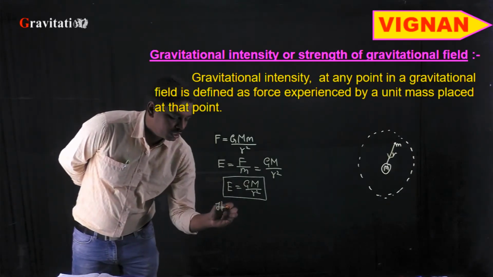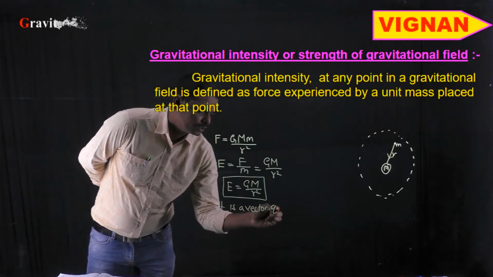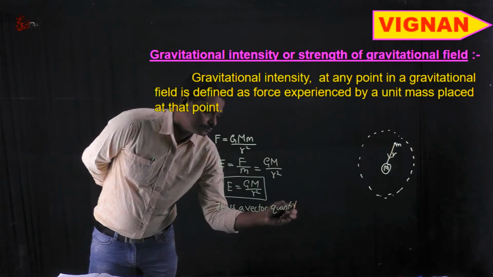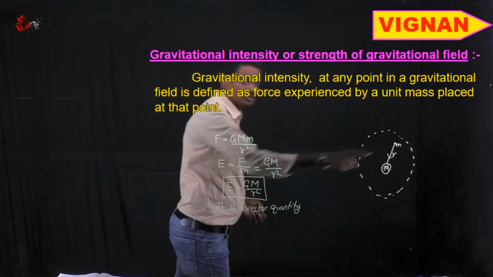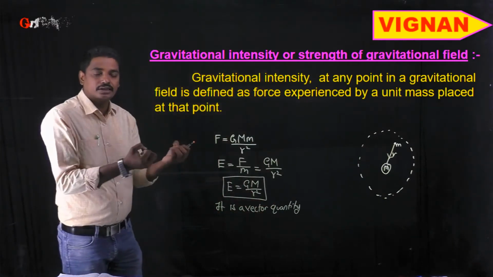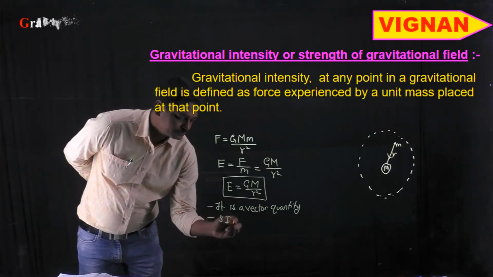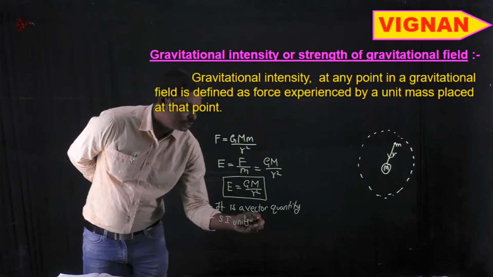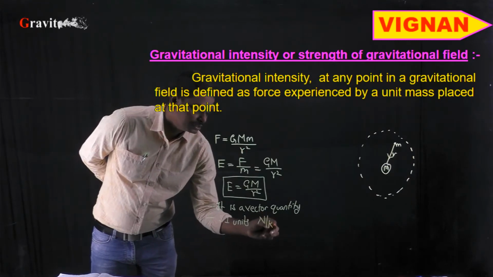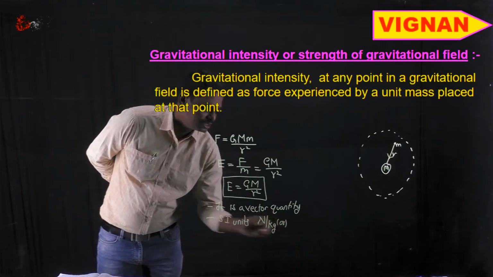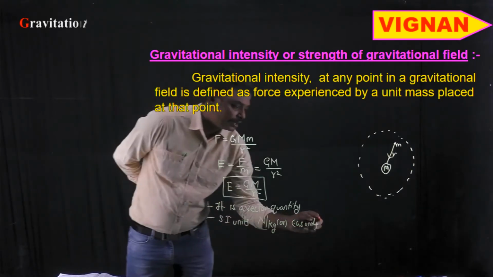It is also a vector quantity, whose direction is always directed towards the source, as it is a force of attraction. Next, the units. The SI unit, as E is equal to F by m, is newton per kg, or in CGS units, it is dyne per gram.